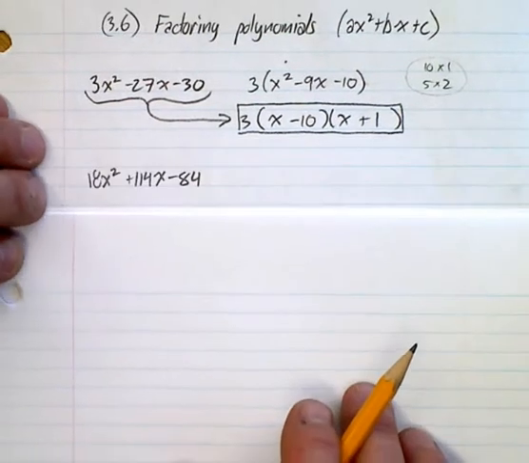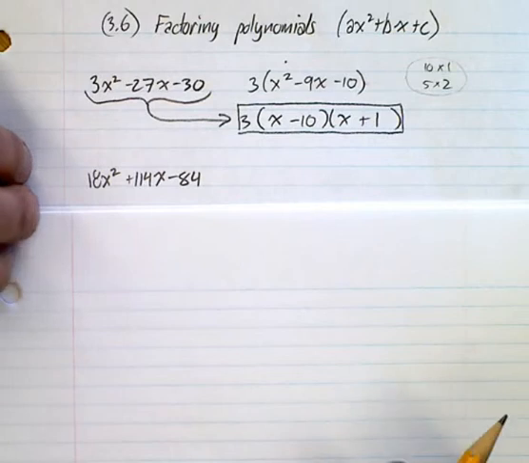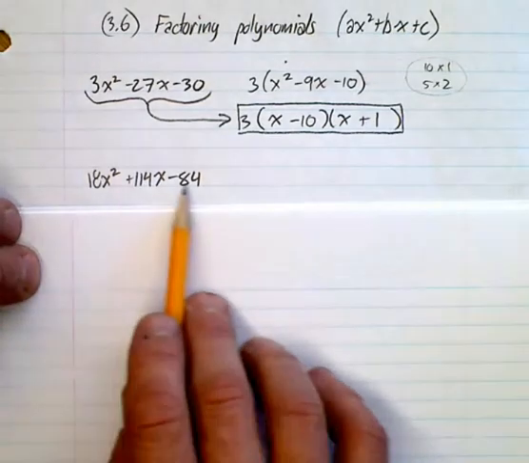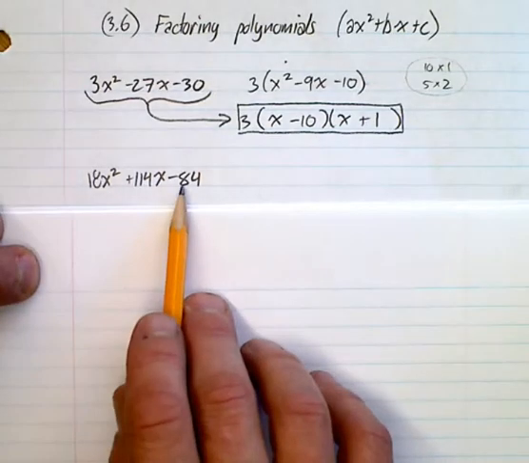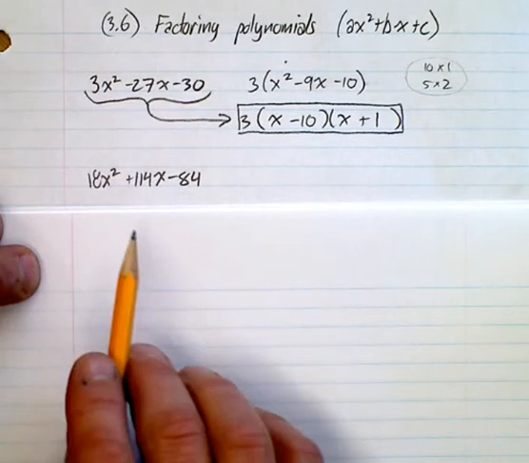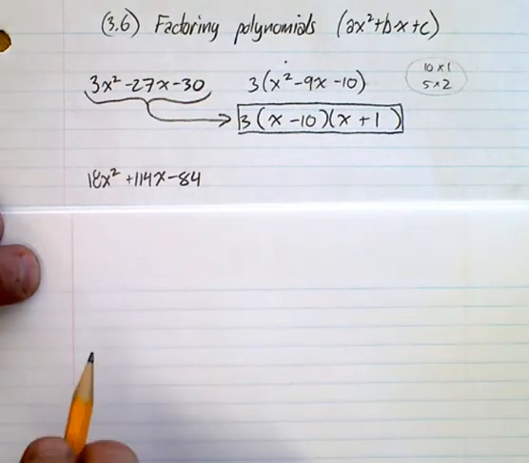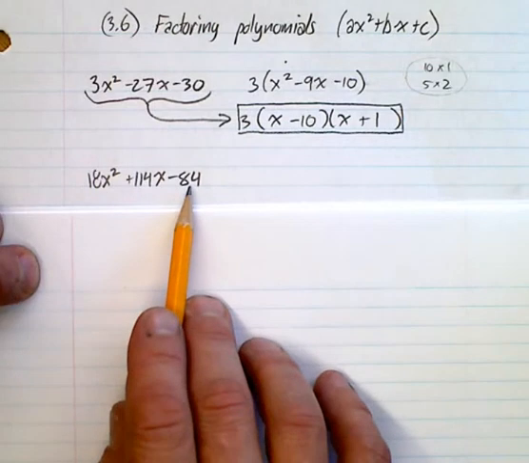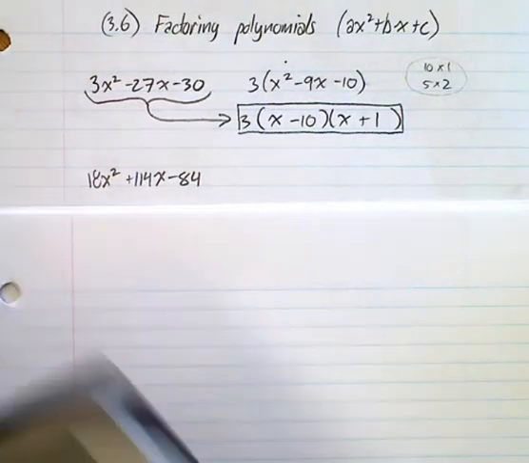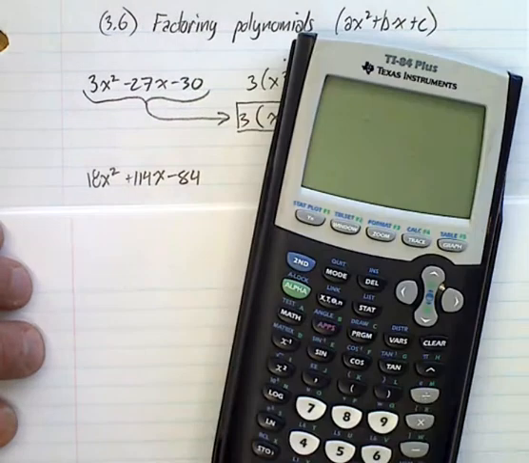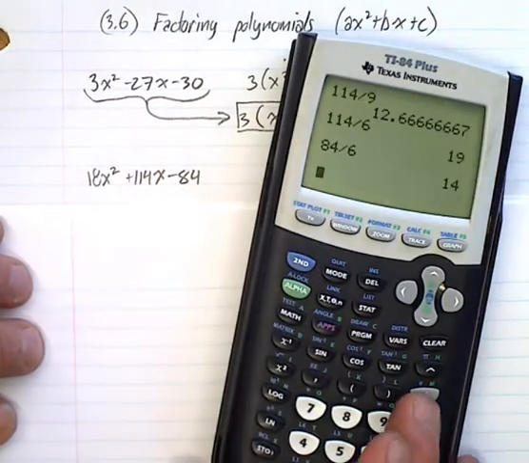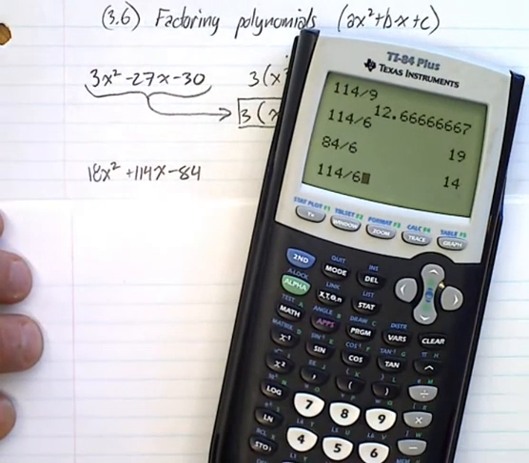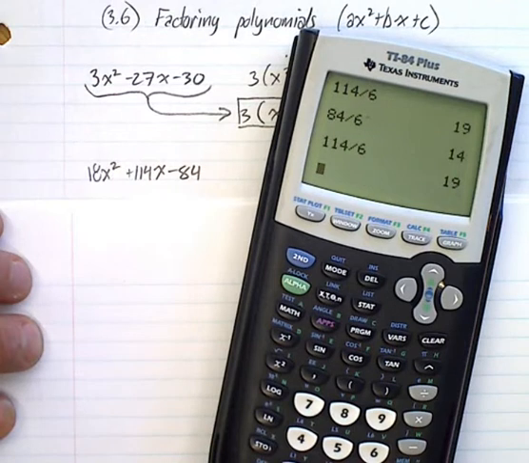Again, look to see if you can actually divide these things by any number. Can you reduce this trinomial? Now you can see that obviously everything goes into 2, but maybe there's a bigger one. I'm thinking 6 might work. So what I'm going to do is check to see if 6 actually works. Does 6 go into 114? Absolutely. Does 6 go into 84?